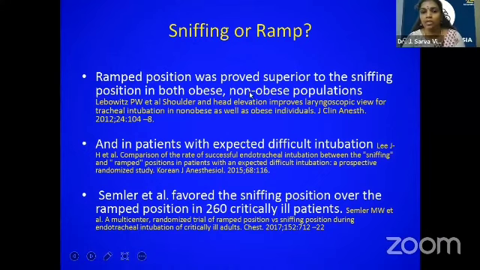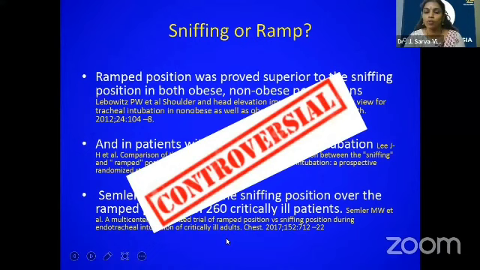This ramp position was proved to be superior to the sniffing position in both obese and non-obese populations in a study done by Lebowitz et al., published in the Journal of Clinical Anaesthesiology. It is also proposed to be more favorable even in patients with expected difficult intubation in studies done by Lee et al., published in the Korean Journal of Anaesthesiology. But there is another group who had a different opinion and favored the sniffing position, like Semler et al. So it was controversial whether to go for a sniffing or a ramp position.